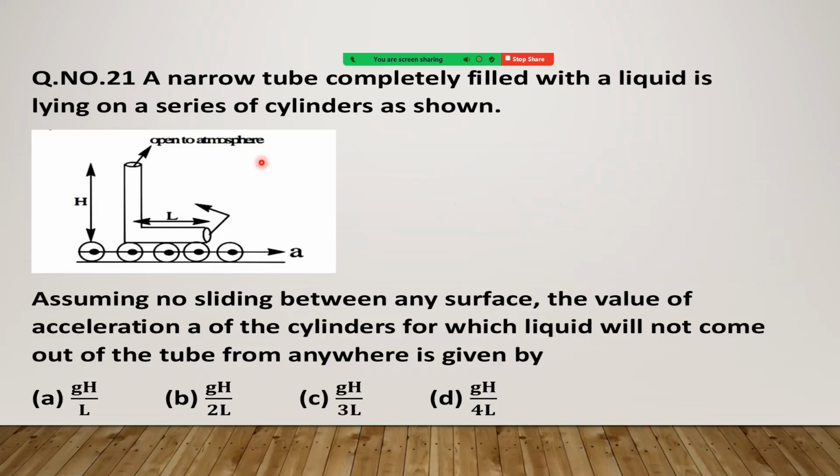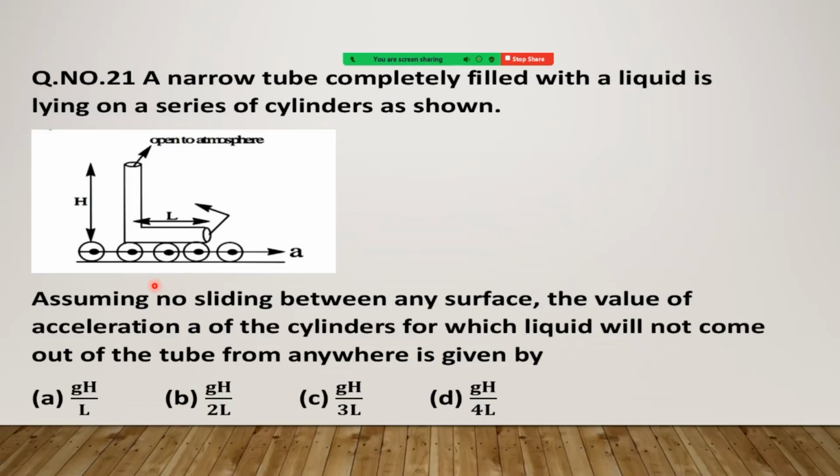See the question given. A narrow tube completely filled with liquid is lying on a series of cylinders as shown. Condition given that it is completely filled, means up to here. Completely filled. Assume no sliding between any surface. The value of acceleration A of the cylinders for which liquid will not come out of the tube from anywhere is given by.